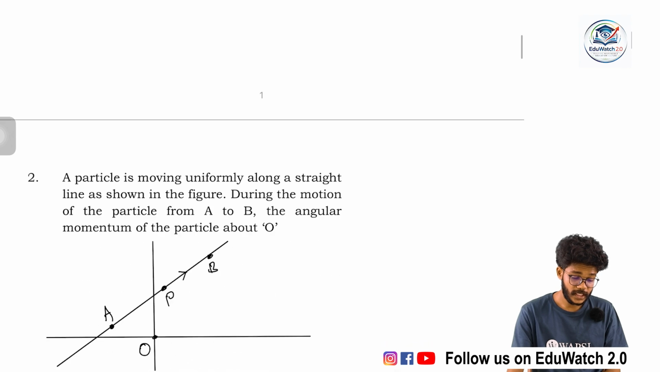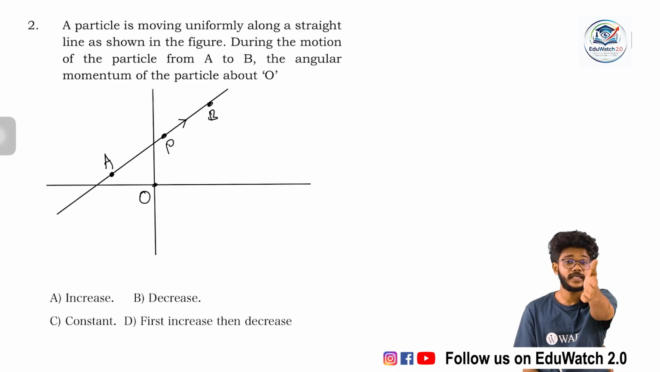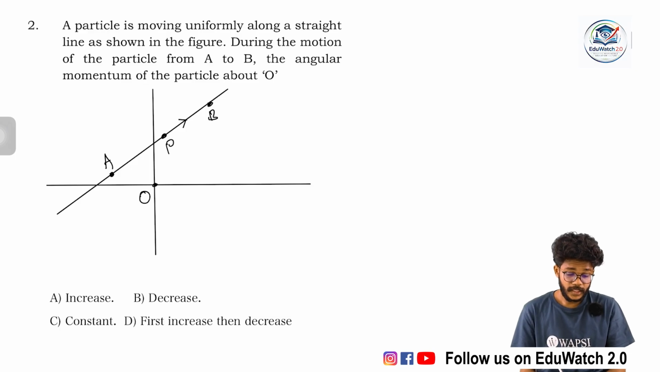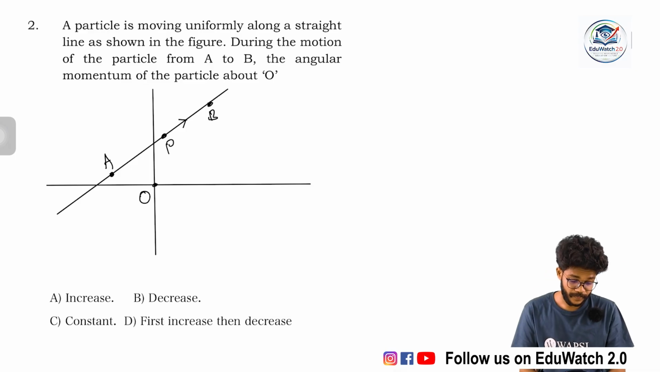So moving to the second question. Carefully read the second question. A particle is moving uniformly along a straight line. During the motion of the particle from A to B, the angular momentum of the particle about O, that means the angular momentum is to be calculated with respect to the origin O. The options are: increase, decrease, constant, first increase then decrease.